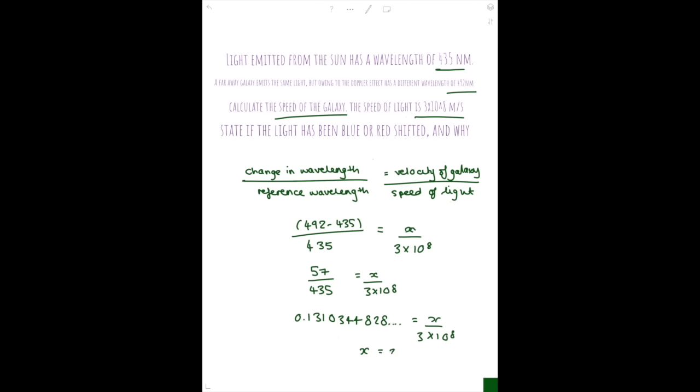And it gives us this pretty large number, which again, I'm not going to attempt to read out. And that's meters per second, so that's your final answer. State if the light has been blue or red shifted and why, so we just need to compare the two wavelengths. So the faraway galaxy is emitting a much longer wavelength, which is 492 nanometers compared with 435. Because that wavelength has increased, we know that the light has been red shifted.